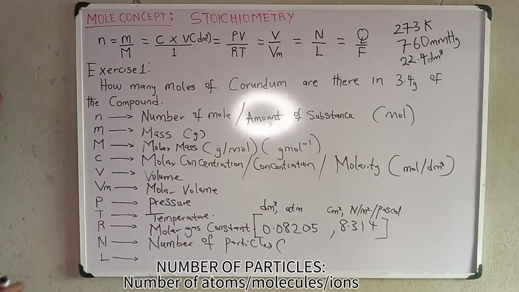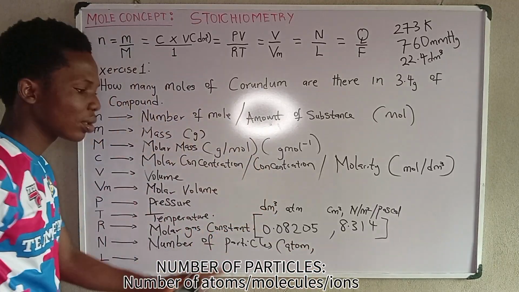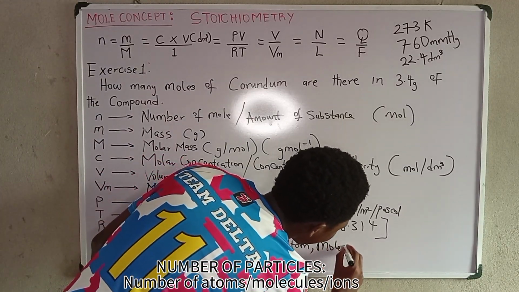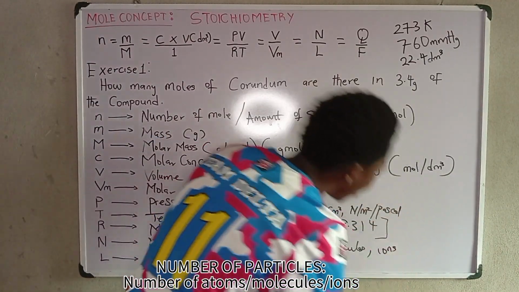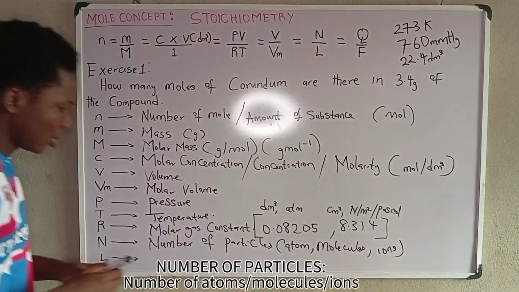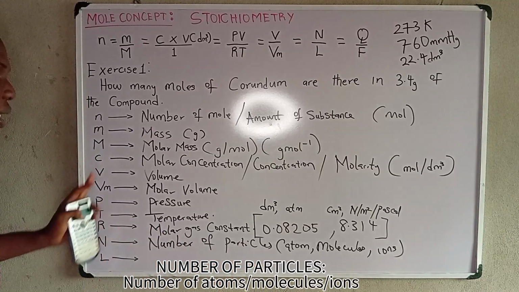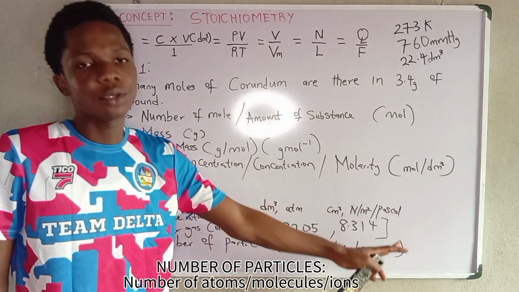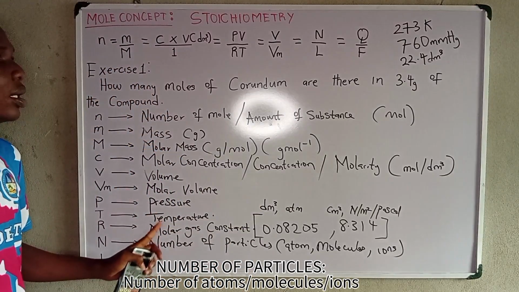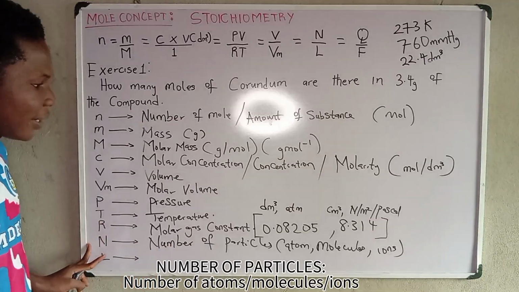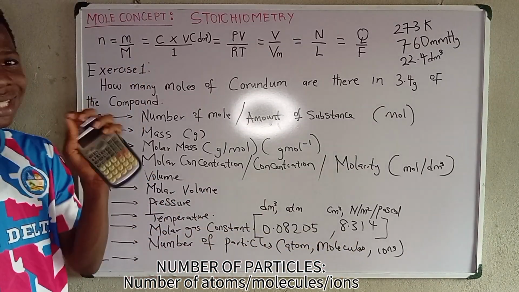Now, when we mean number of particles, we can also be talking about number of atoms. We can also be talking about number of what? Molecules. And we can also be talking about number of ions. Alright. So, number of particles, capital letter N. We are talking about number of atoms, number of molecules, number of ions. So, anytime in the equation you see number of particles, please, this guy is what we are referring to. When you see number of atoms, we are talking about this N. When we see number of ions, we are talking about the same thing.